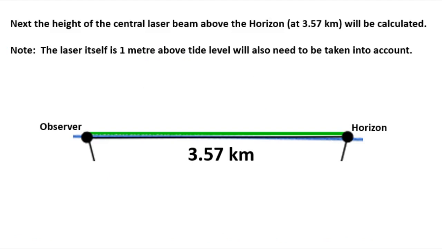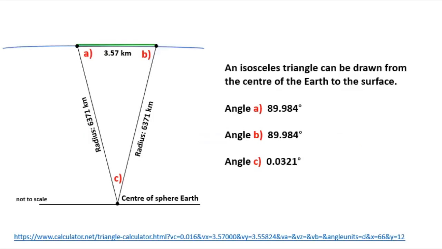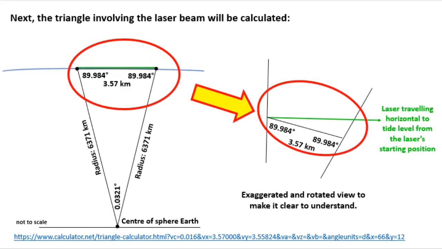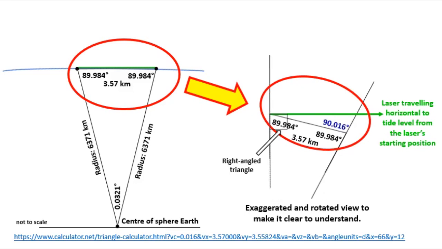Next, the height of the central laser beam above the horizon, at 3.57 kilometers, will be calculated. Note, the laser itself is 1 meter above tide level, which will also need to be taken into account. An isosceles triangle can be drawn from the center of the Earth to the surface. Again, here are the angles in degrees. Next, the triangle involving the laser beam will be calculated. Laser traveling horizontal to tide level from the laser's starting position. It's been exaggerated and rotated to make it clearer to understand. You can see 90.016 degrees, exaggerated again and rotated to make it clearer to understand.